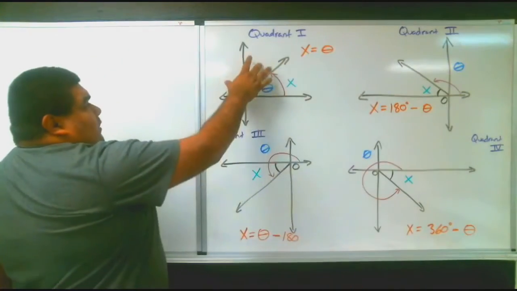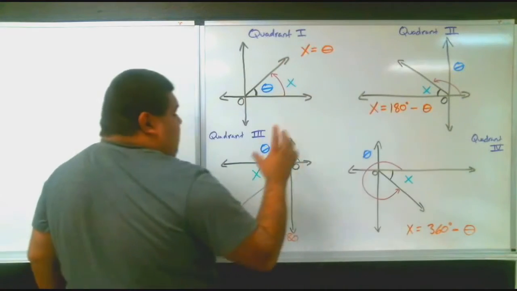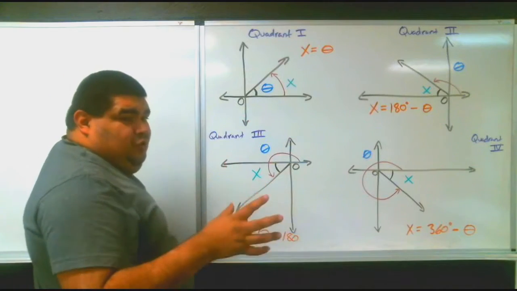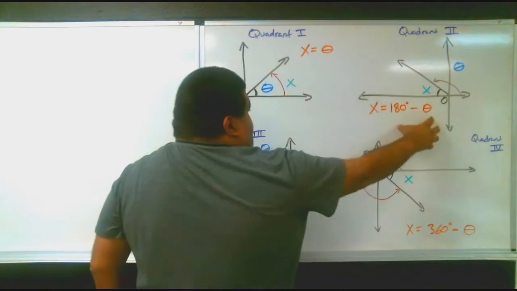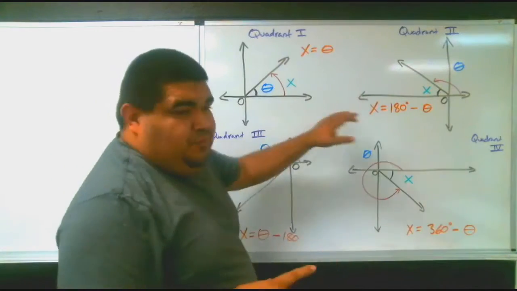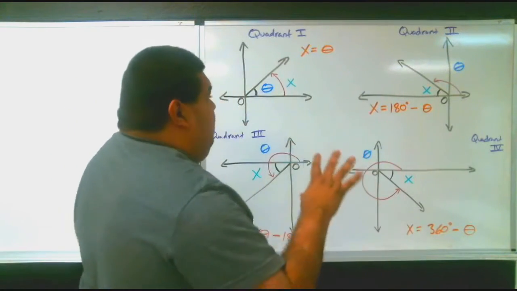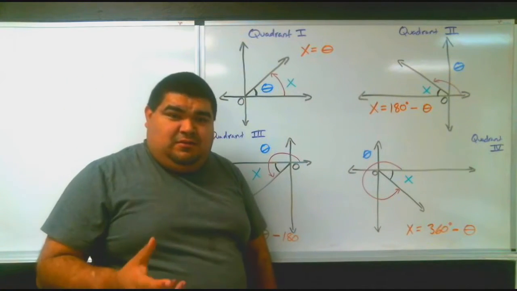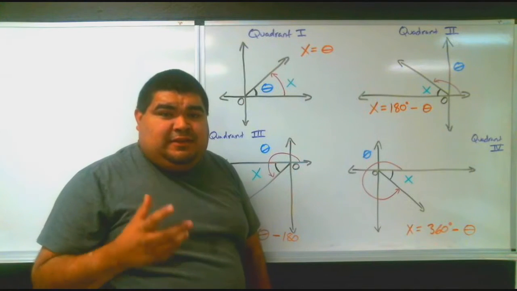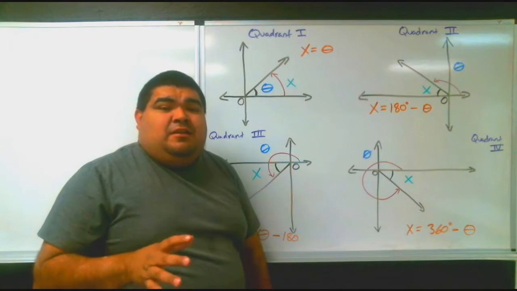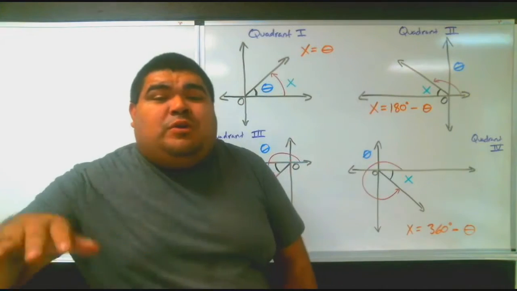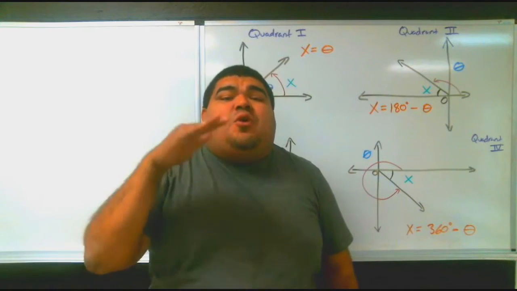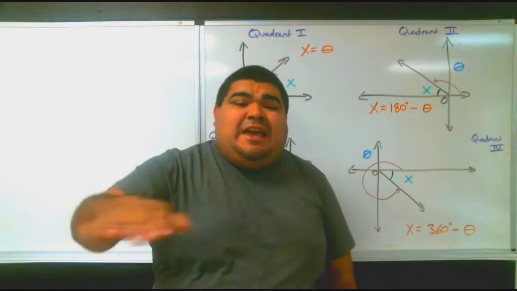We have quadrant 1, quadrant 2, quadrant 3, and quadrant 4. Obviously they're not in order on the board: quadrant 1 should be over here, quadrant 2 over here, but I wrote them in order. When it comes to solving for a specific theta, keep in mind theta always revolves around your x-axis, so it's always the closest angle to your x-axis.